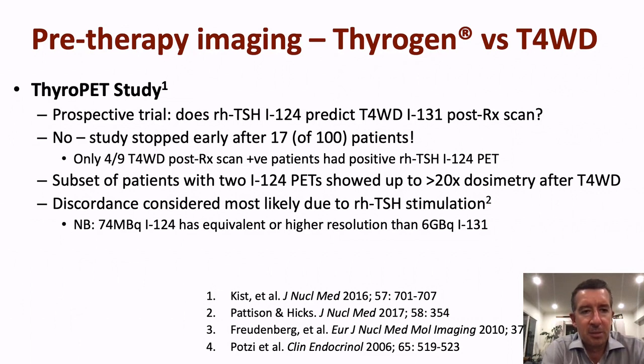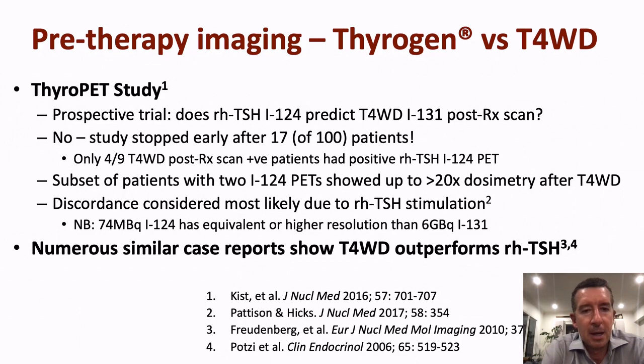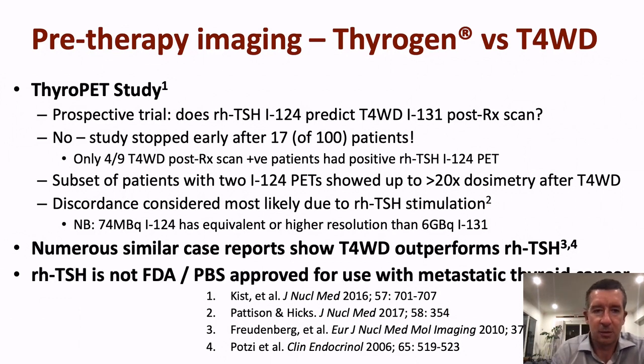And furthermore, there was a subset of patients who had an I-124 PET at baseline and also after thyroxine withdrawal, and that subsequent scan showed up to 20 times greater dosimetry. And so in terms of the explanation for that discordance, several authors have said it's most likely due to the method of stimulation, because we know that a low-dose PET scan has a similar or higher resolution than a high-dose I-131 study. Furthermore, numerous case reports have shown similar findings in the literature.